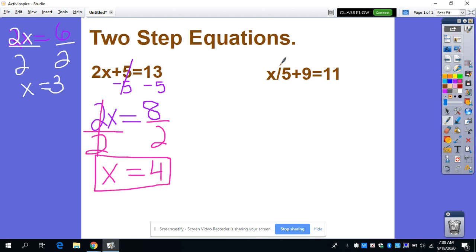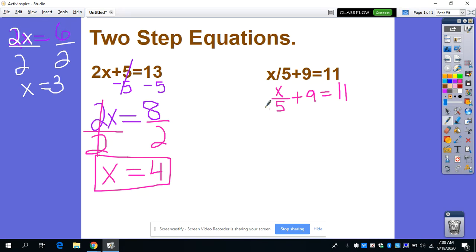I'll give you one more example, but this time it's an x divided by 5 here. I'm going to rewrite it so that way it looks cuter. You guys are used to it looking like this. Okay, if you need to rewrite it so it's easier for you to see it. For me, I can't see it like this. As smart as I am, it doesn't make sense. I have to rewrite it like this.